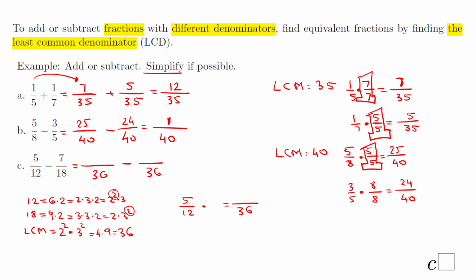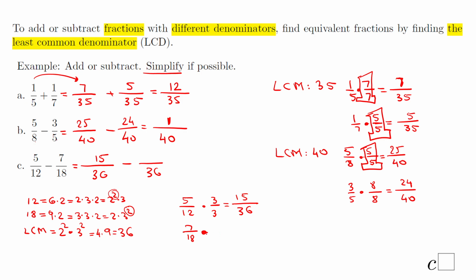What should I multiply 12 by to get 36? That is 3. Don't forget to put a 3 here. 5 times 3 is 15. So I have 15 over 36. And similar for 7 over 18.